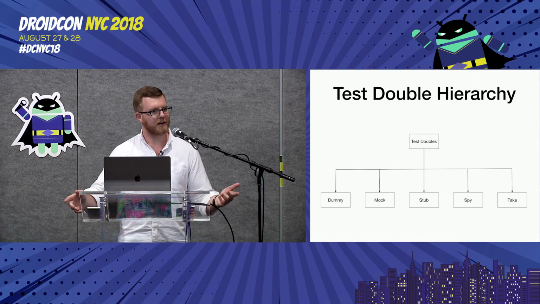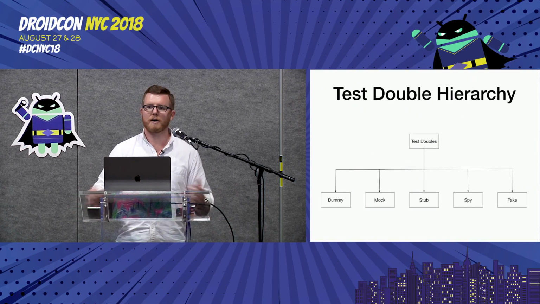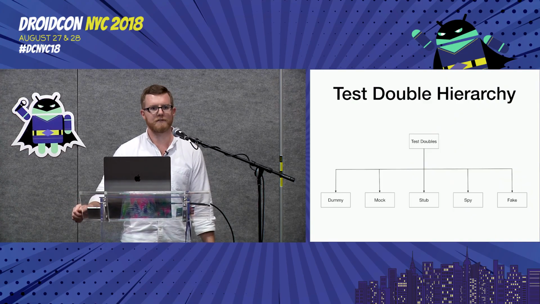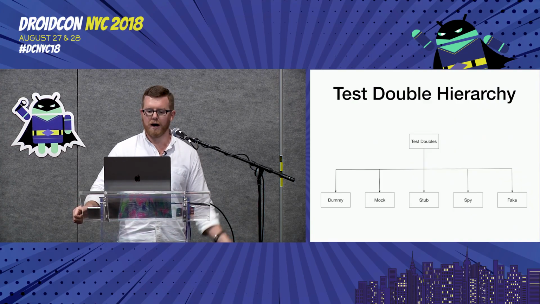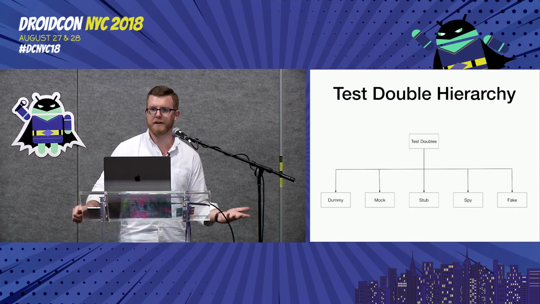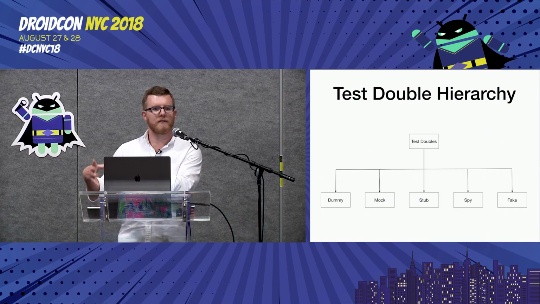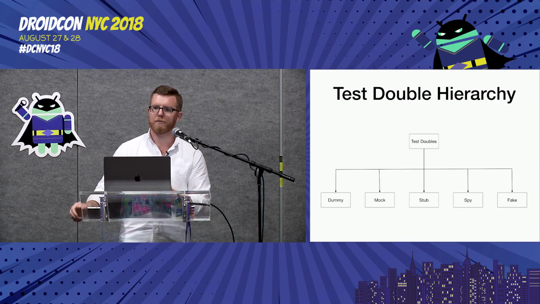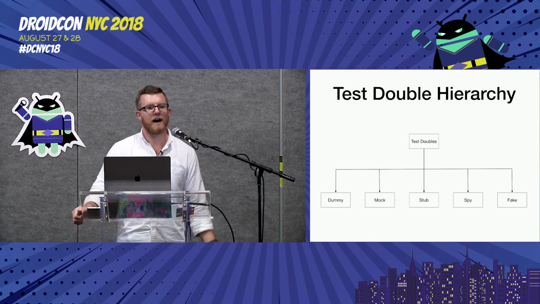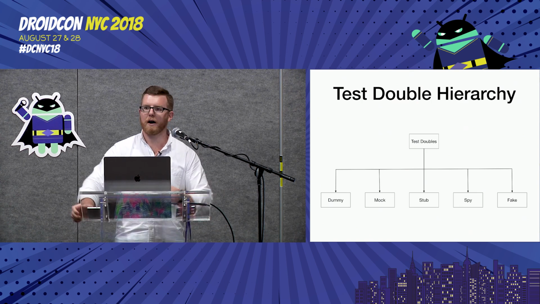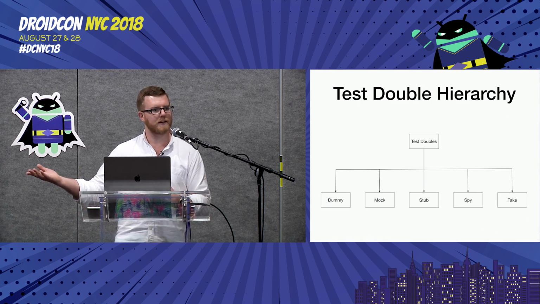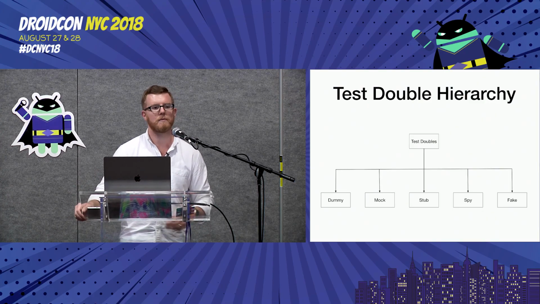So, kicking things off, test doubles are an umbrella term for a lot of different kinds of objects. We have things like dummies, mocks, stubs, spies, and fakes. These are going to be the things that we're focusing on throughout this next 40 minutes. I hope you get to learn about how these things fit into your tests, where you get to use them, and those little differences here and there.